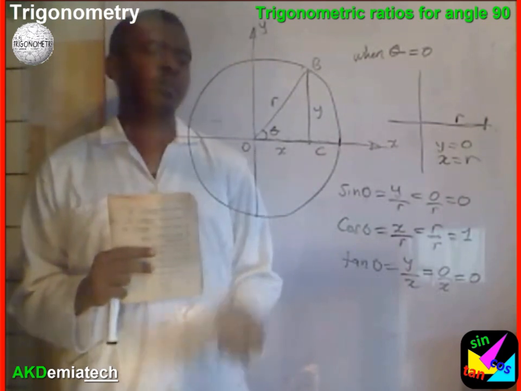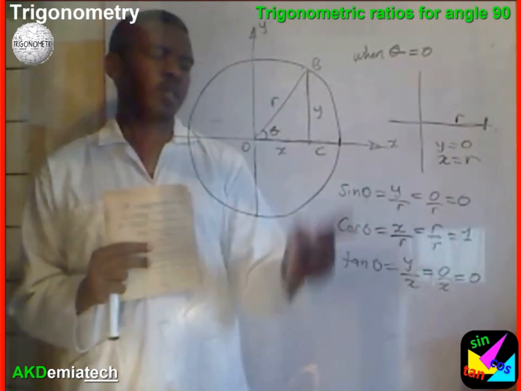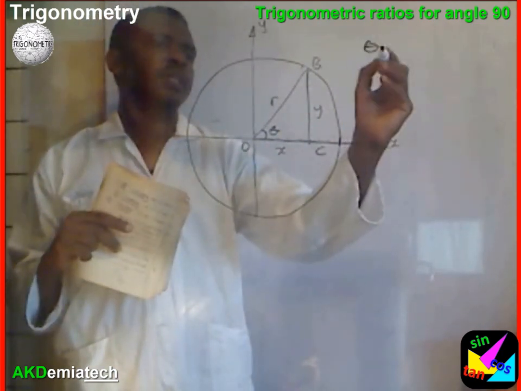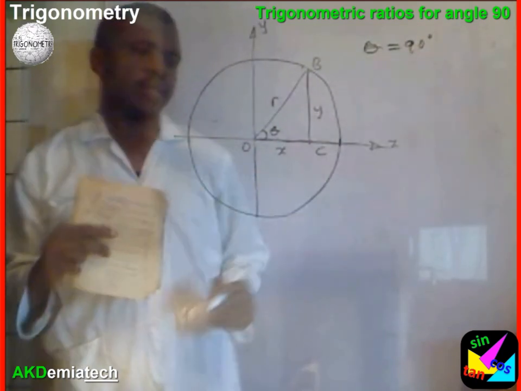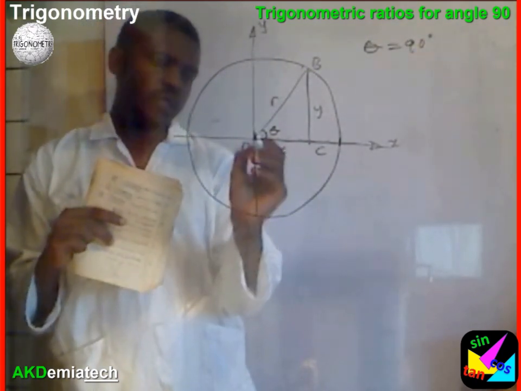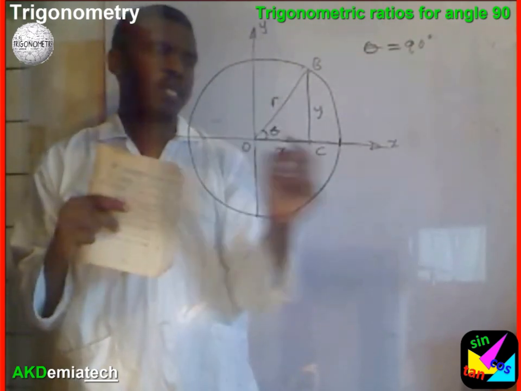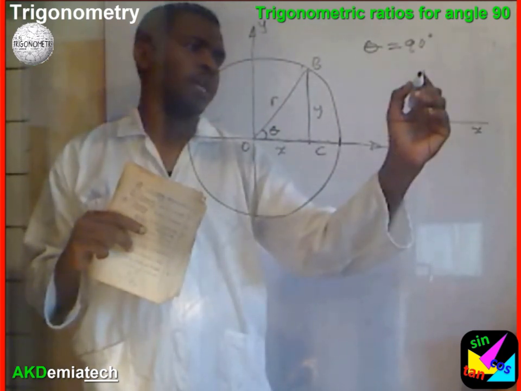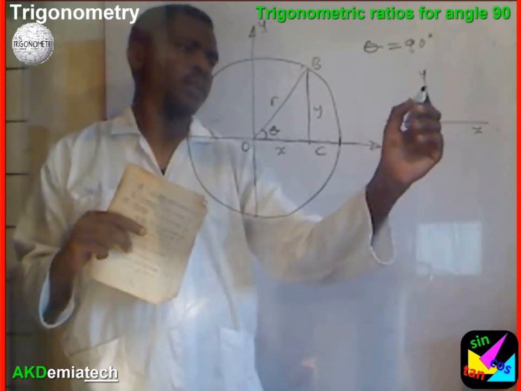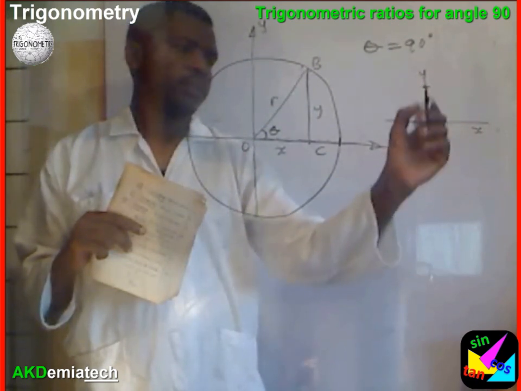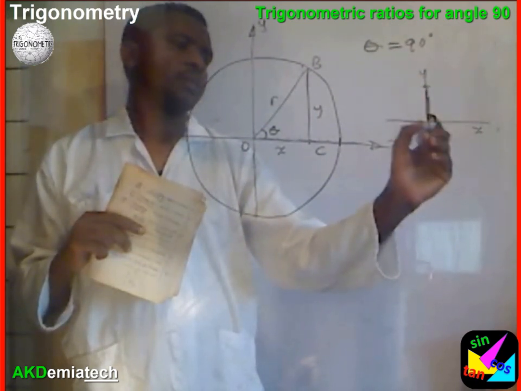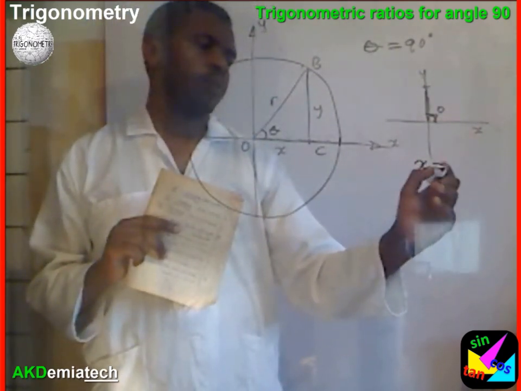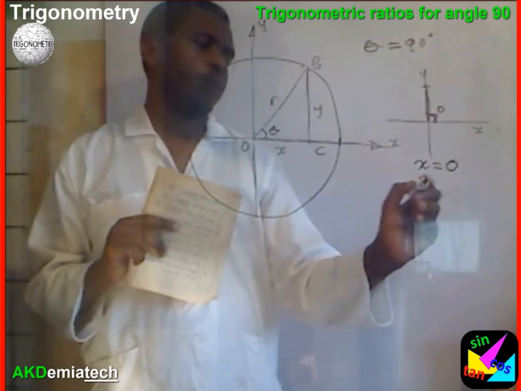Let's use the same figure to work out the ratios when the angle is equal to 90 degrees. When theta is equal to 90 degrees, our r is now on the vertical. We should have it there like this. This is x, this is y. Our r is now on y. This is theta. So what do we see here? We find here that x will be equal to 0, y will be equal to r.